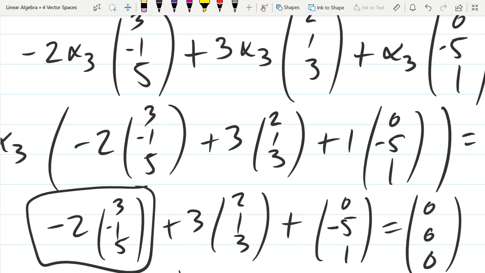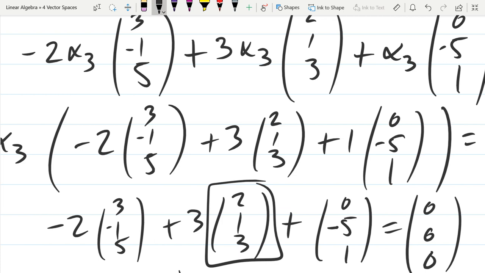Likewise, I could have solved for the middle vector. Subtract the other two, multiply by a third at the end, and now I solve for this vector, so I could choose the other two vectors for my basis. What that means is there are infinite correct answers for your basis.